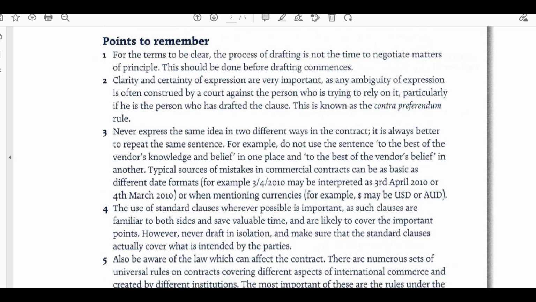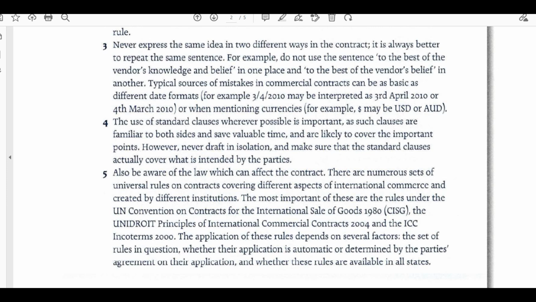both sides, save valuable time, and are likely to cover the important points. However, never draft in isolation. Make sure that the standard clauses actually cover what is intended by the parties. And fifth, also be aware of the law which can affect the contract.